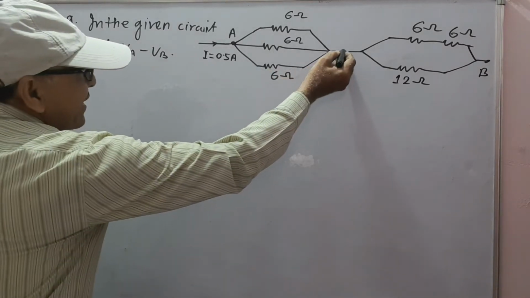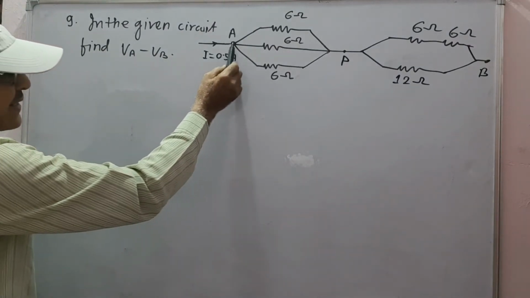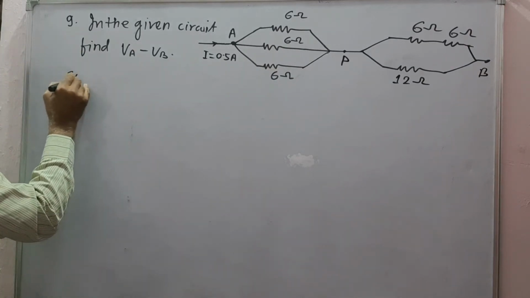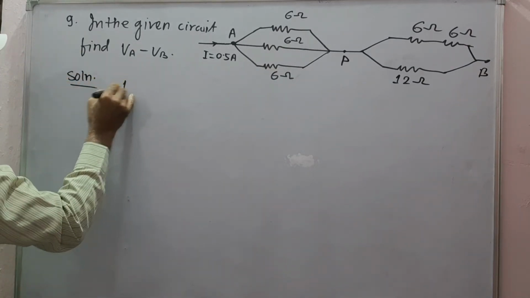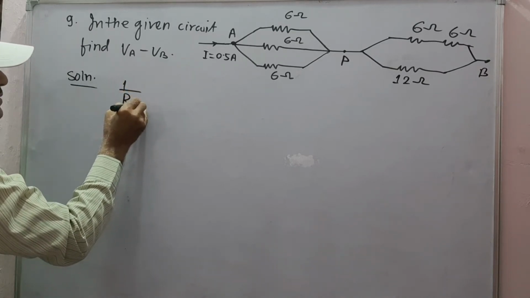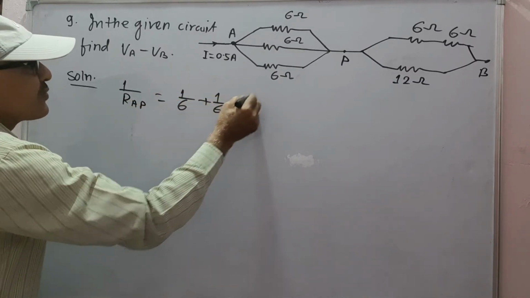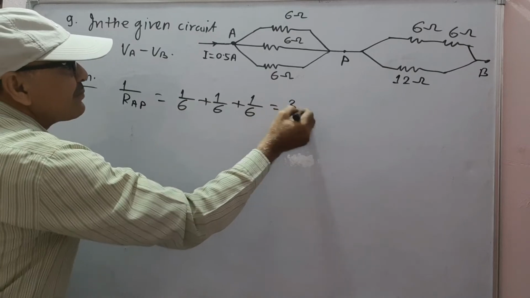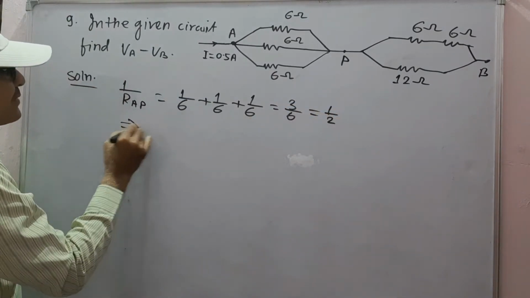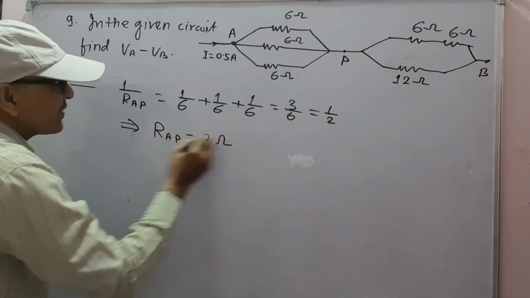Suppose this point is P. Between A and P, these three resistances are in parallel. Therefore, 1 upon R between A and P will be equal to 1 upon 6 plus 1 upon 6 plus 1 upon 6, means 3 upon 6, which is 1/2. This gives R between A and P as 2 ohms.